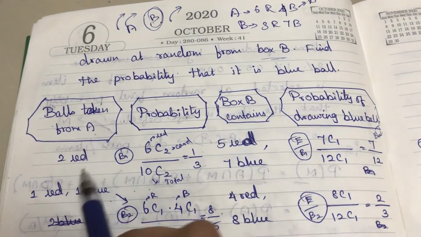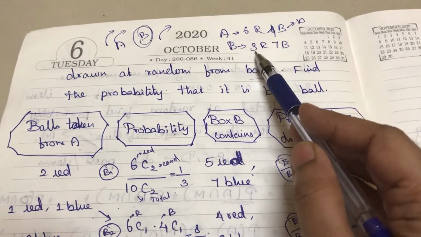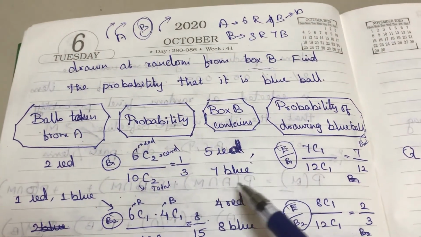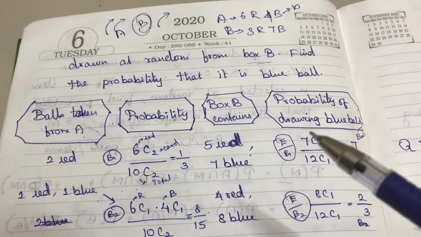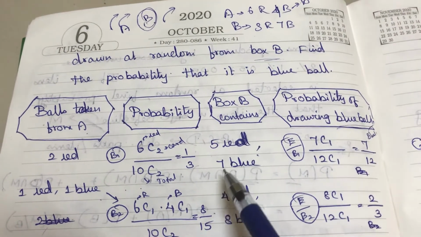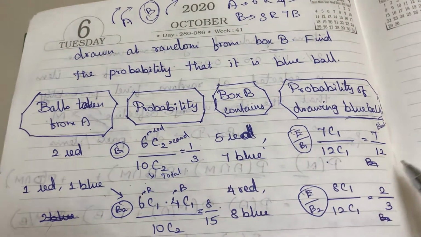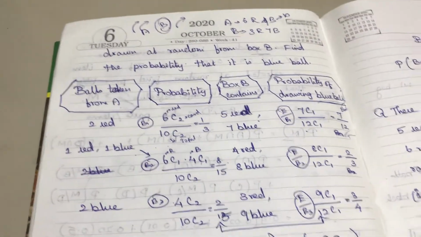So I need to add these 2 balls to box B. Box B contains 3 plus 2, that is 5 red balls and 7 blue balls. And again I'm going to take the probability for the blue ball, which is 7 by 12, since 7 plus 5 is 12. So the answer is 7 by 12.